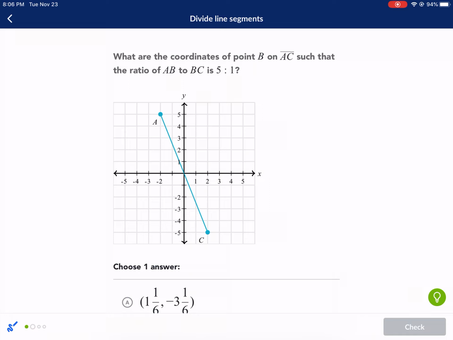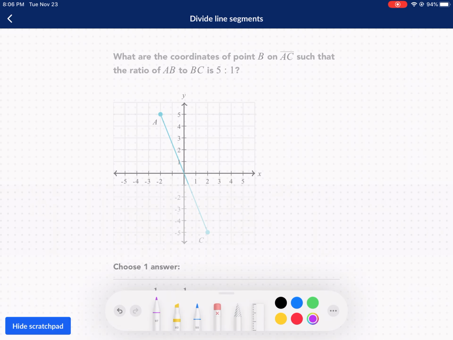What are the coordinates of point B on AC such that the ratio of AB to BC is 5 to 1? Okay, so let's do some labeling here. What are the coordinates of point B on AC? So if we have AC given such that the AB to BC is 5 to 1. Okay, so ratios are a little tricky.